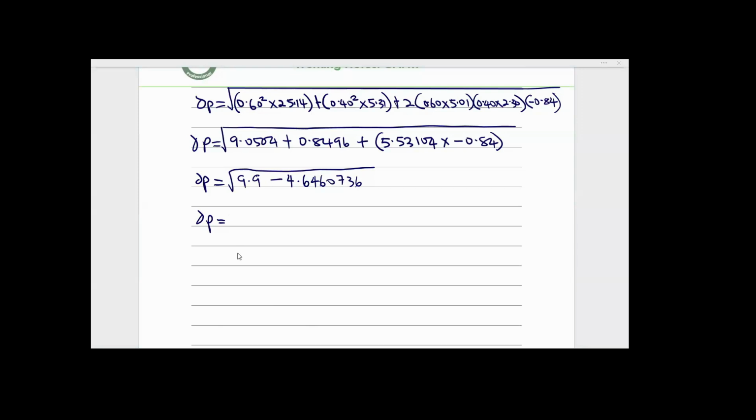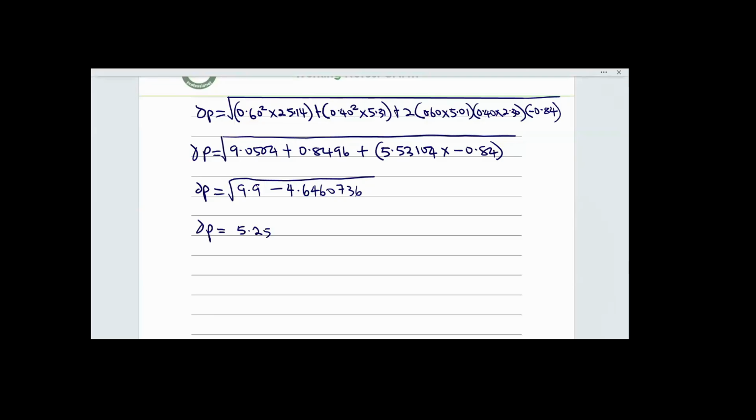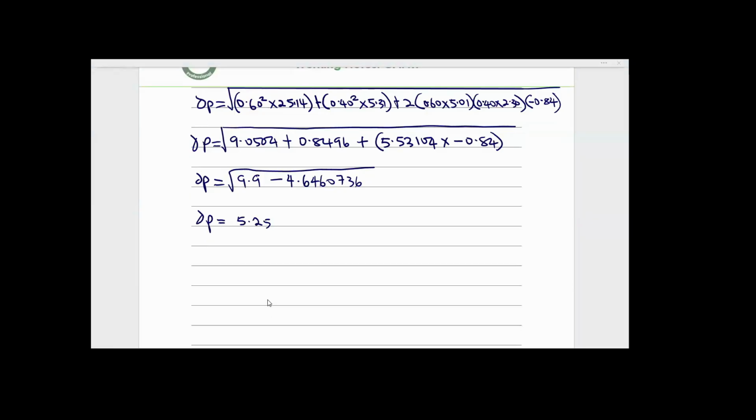9.9 minus 4.6460736. So this is 5.2539264. Then find the square root. That's 2.29.